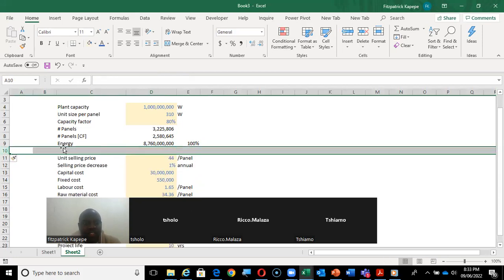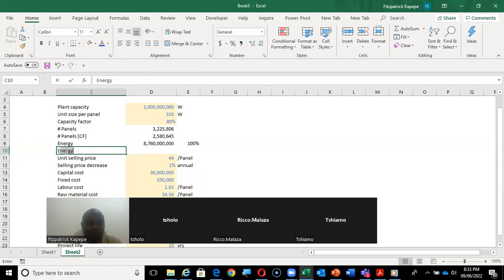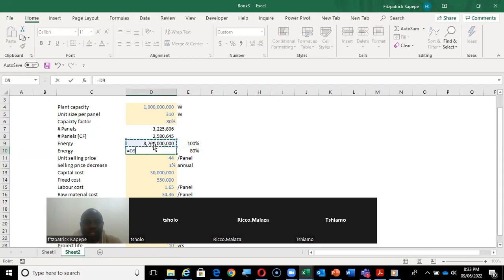So I'll come here and show energy at 80% capacity factor, which will be this times the capacity factor there. So that gives me these numbers. But they look so huge. Have I confused? Should be this first. Let me do that. Still the same. Okay.